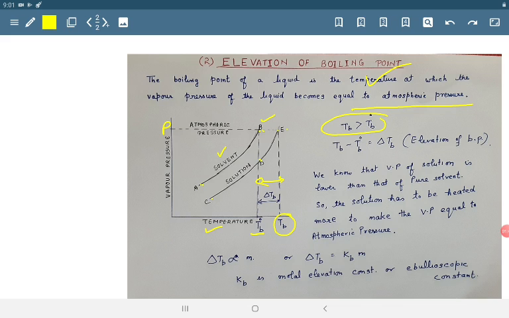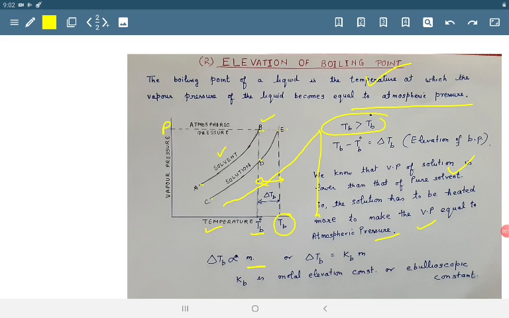So we know that vapor pressure of solution is lower than that of pure solvent. So the solution has to be heated more to make the vapor pressure equal to atmospheric pressure. Now let's draw one more graph here. As the vapor pressure goes on decreasing, boiling point increases, and since lowering of vapor pressure is directly proportional to concentration, this means elevation of boiling point is also directly proportional to concentration.